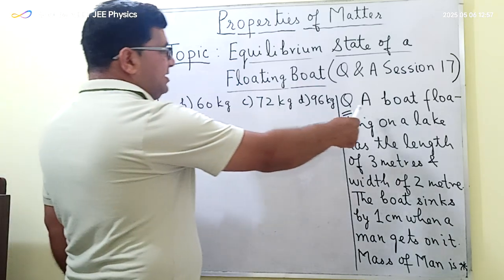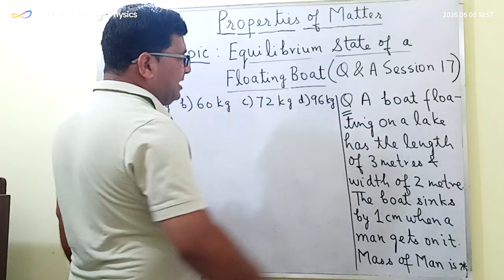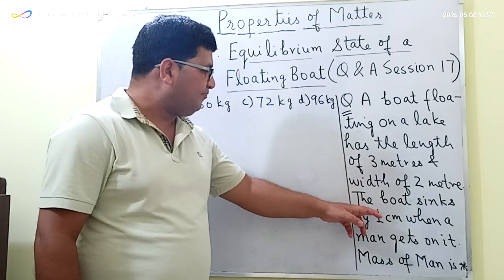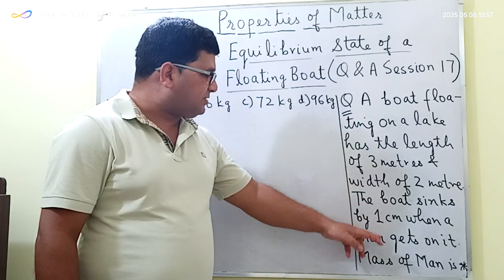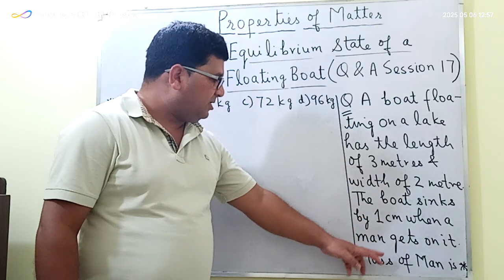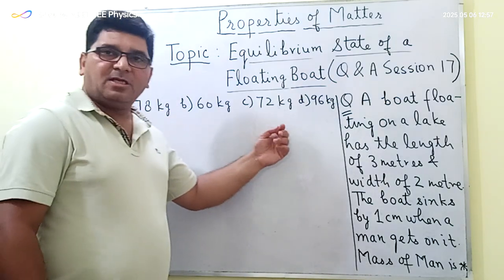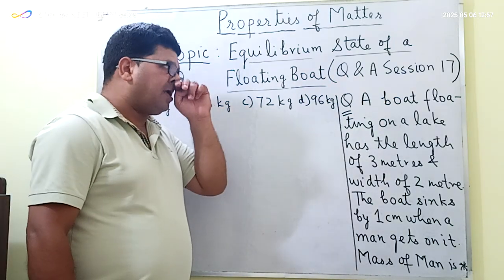So here the question is: a boat is floating on a lake which has a length of 3 meters and a width of 2 meters. The boat sinks by 1 centimeter when a man gets on it. So the mass of the man is. Here we have been given 4 options, and we have to find the correct option.